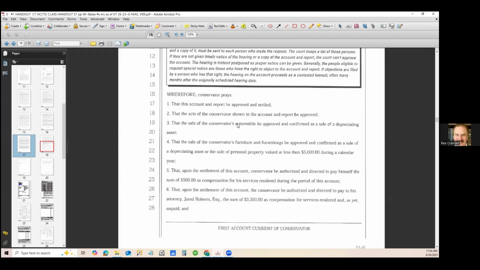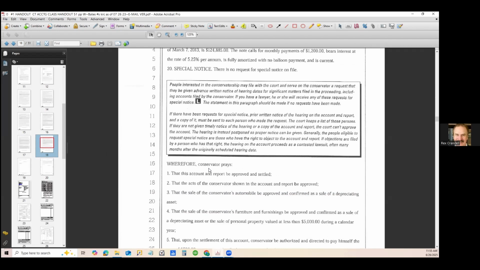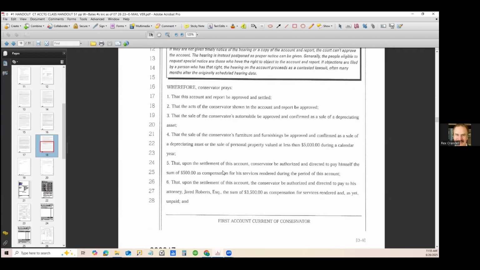That the sale of the automobile, remember, whatever you request up in the details, and again, we're talking here, whatever you're requesting up here must also be noted in the prayer. So they asked for approval of the sale, approval of the furniture.